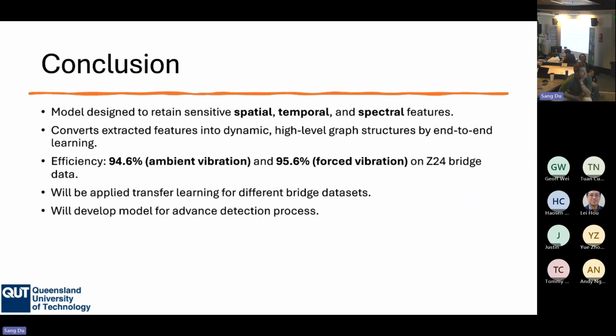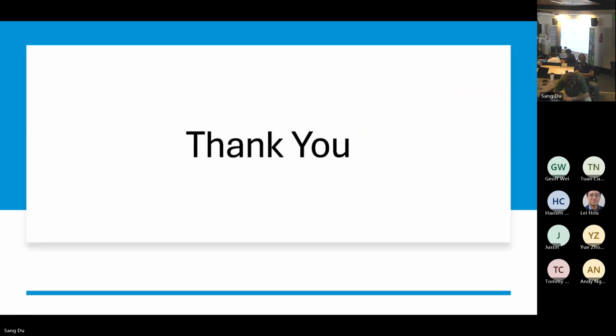And the conclusion: I designed a model to retain the sensitive spatial, temporal, and spectral features. Then I convert them into dynamic high-level graph structures by end-to-end learning and achieve high accuracy. After that, I will apply the exact same model to different datasets through domain transfer learning, and will develop a model for advanced detection processes as well. Thank you.